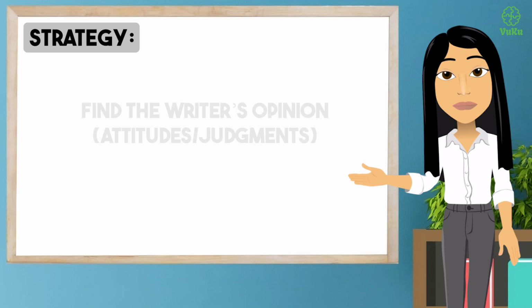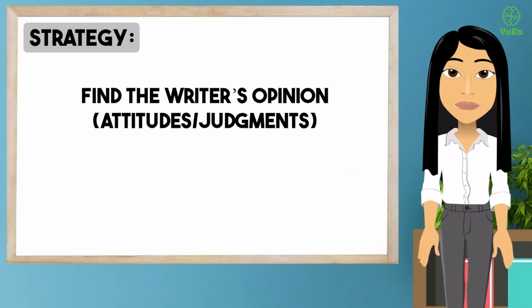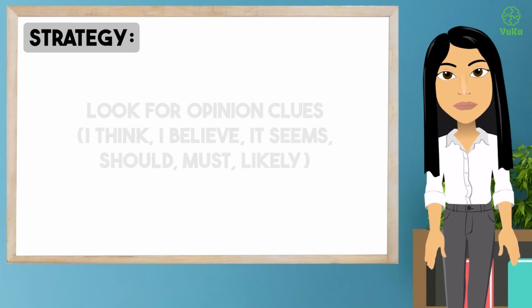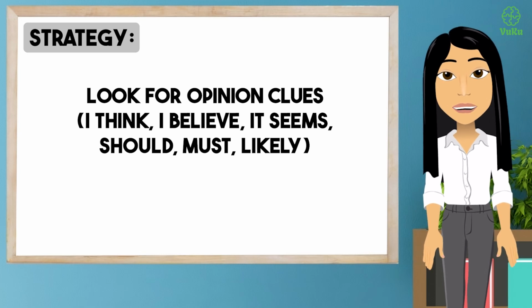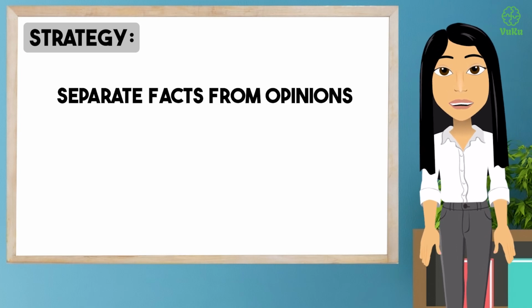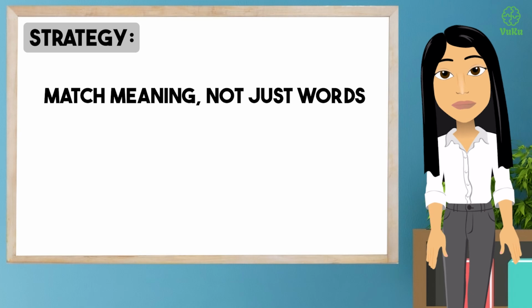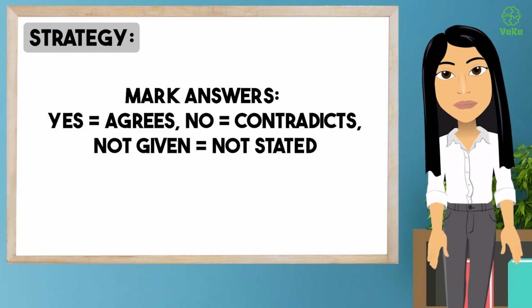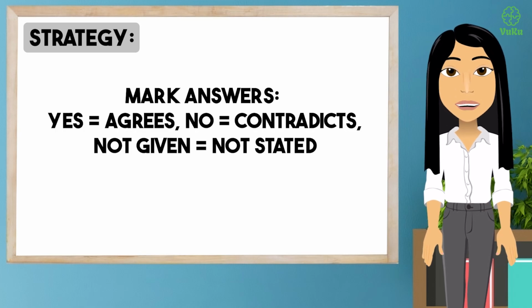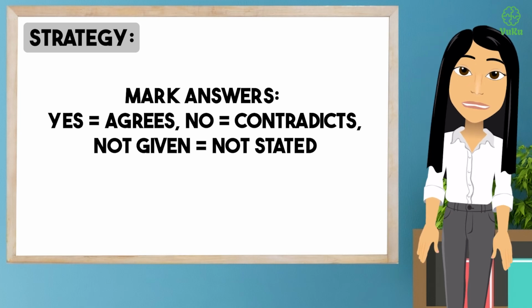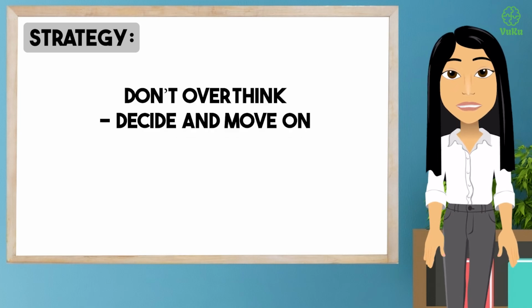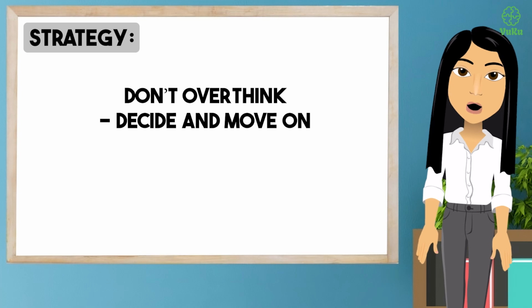Strategy: find the writer's opinion, attitudes, judgments. Look for opinion clues. I think, I believe, it seems, should, must, likely. Separate facts from opinions. Match meaning, not just words. Mark answers. Yes equals agrees. No equals contradicts. Not given equals not stated. Don't overthink, decide and move on.